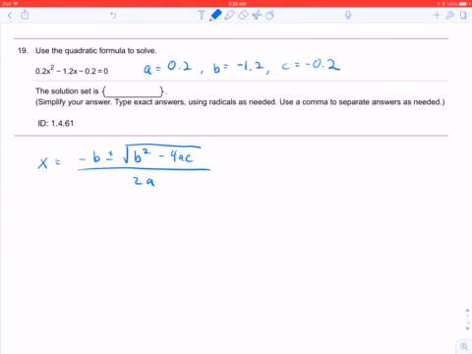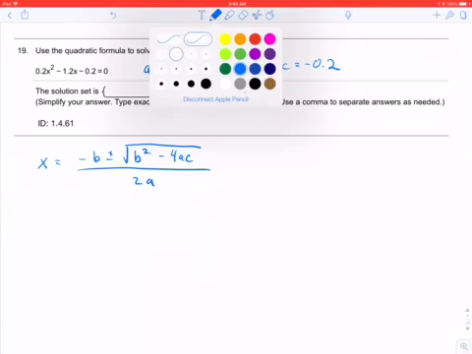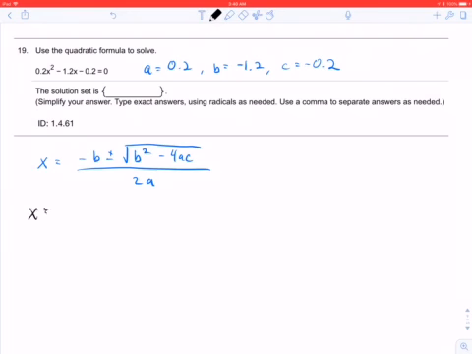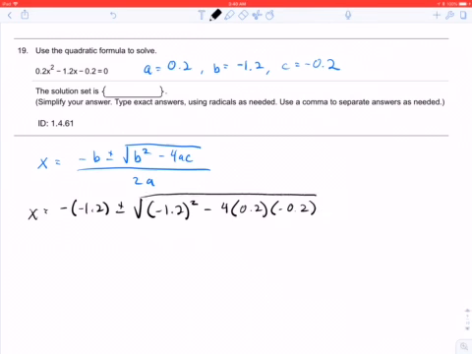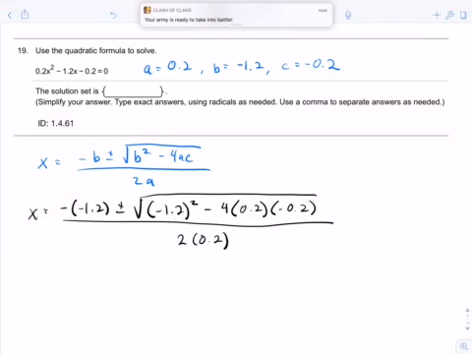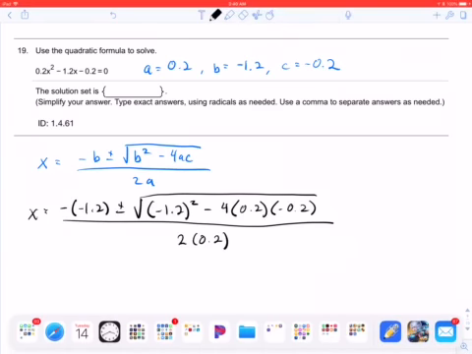Okay, so we can just take those and plug them into the formula. So then x is going to be negative b, so negative 1.2, plus or minus the square root of negative 1.2 squared minus 4 times a, which is 0.2, times c, which is negative 0.2, and take the square root of that result, all divided by 2a. You could just put it in the calculator just like that. Let's see if we can pull up our calculator.